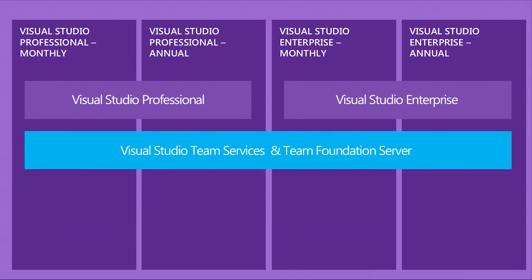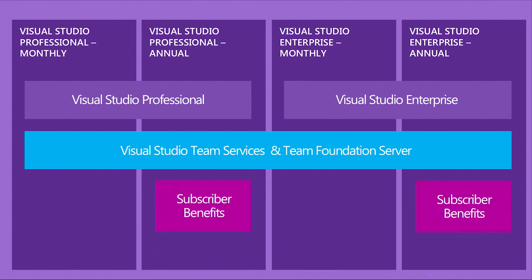Team collaboration benefits are common across all cloud subscriptions. You get both Visual Studio Team Services and Team Foundation Server. Both allow you and your team to share code, track work, and ship software. Team Services runs in the cloud and is managed 24/7 by Microsoft. And Team Foundation Server runs on your own servers.